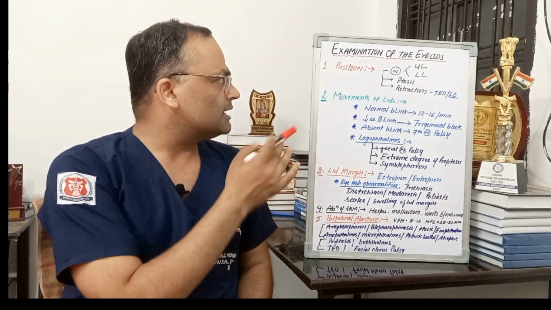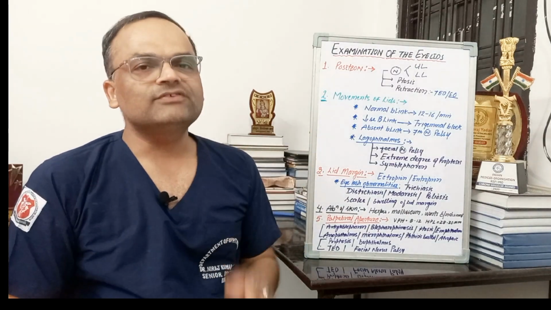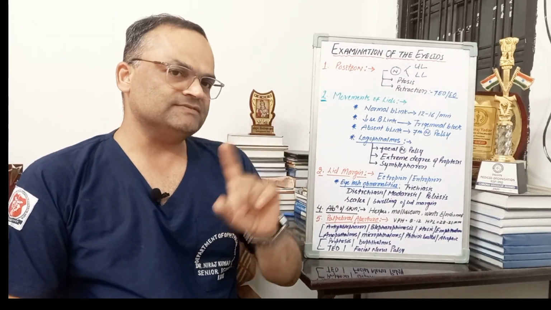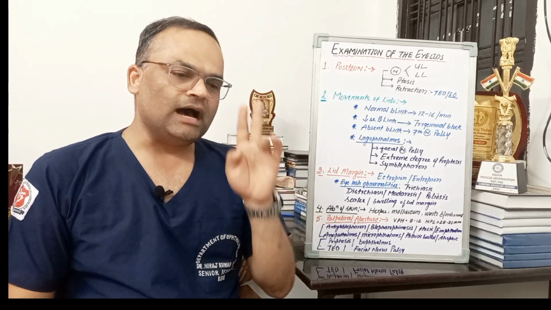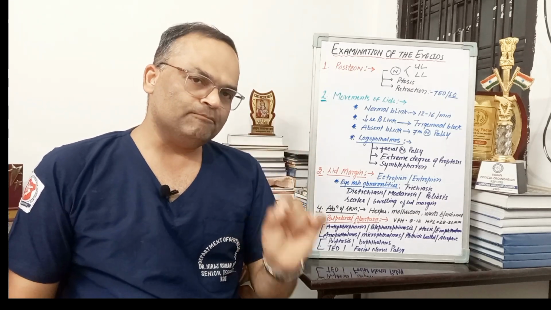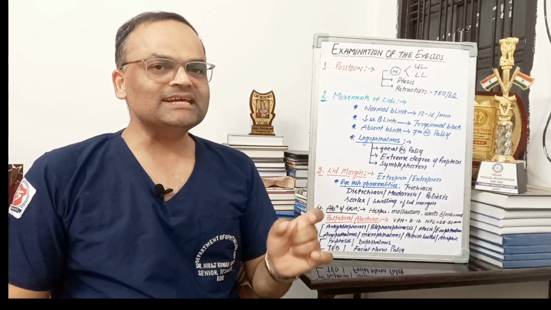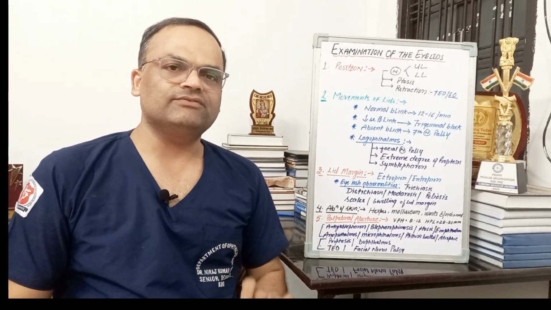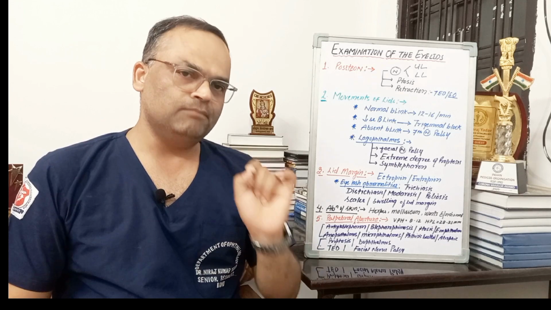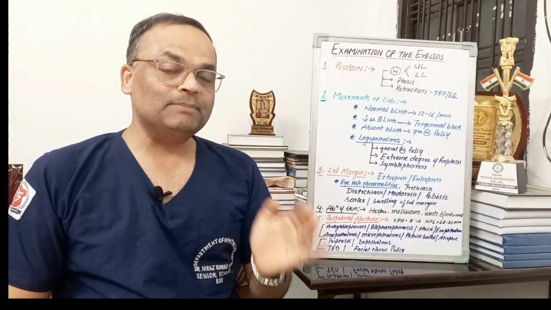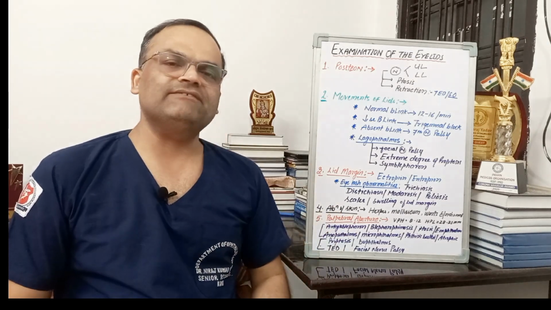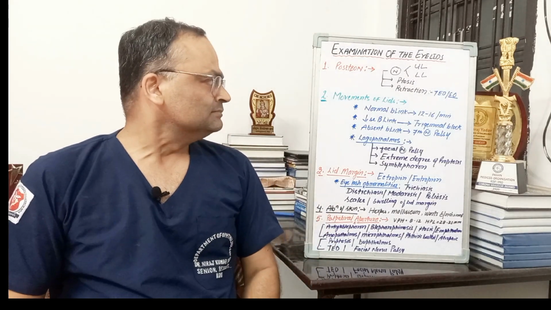The next important point in the line of examination is the movement of the lid. Eyelid movement is very important. Normally the eyelid blinks about 12 to 16 blinks per minute. The blink rate decreases in case of trigeminal block, while the blink is totally absent in certain forms of seventh nerve palsy.